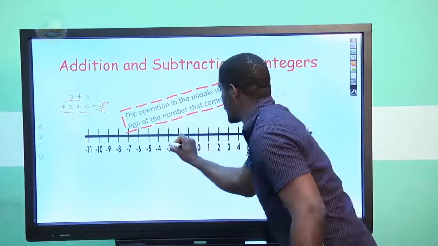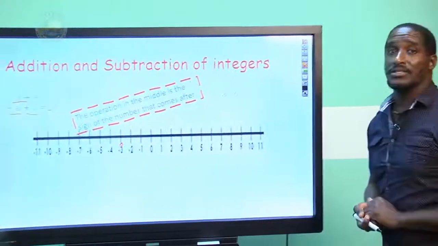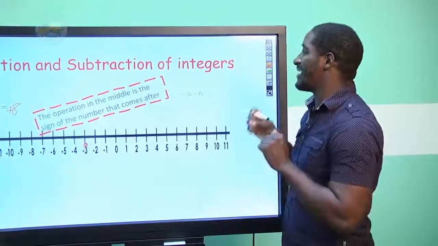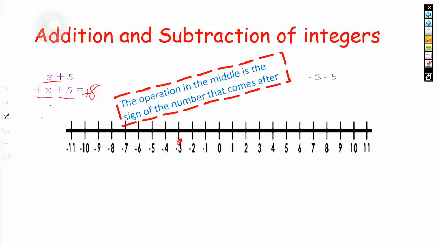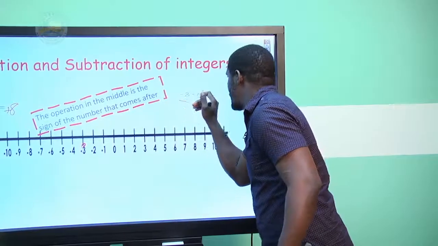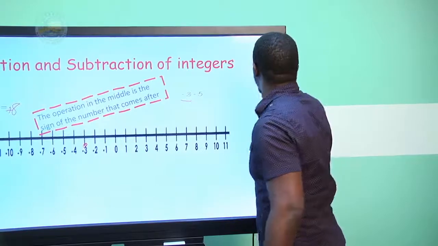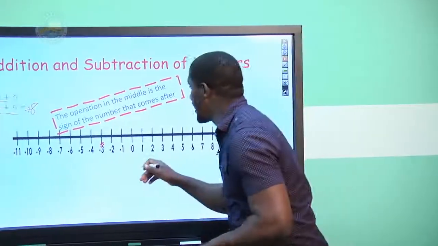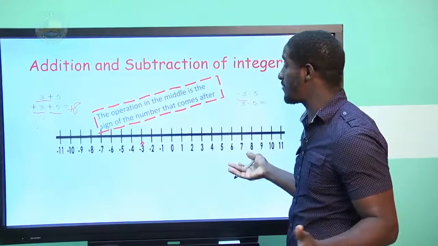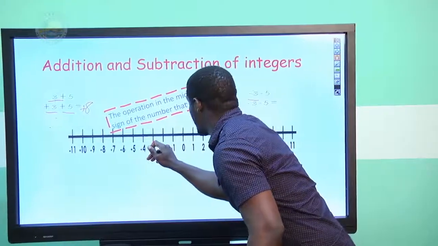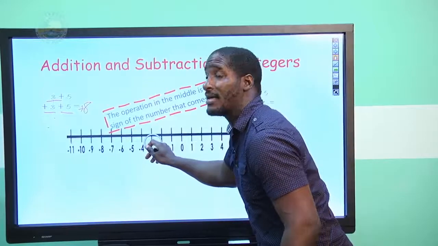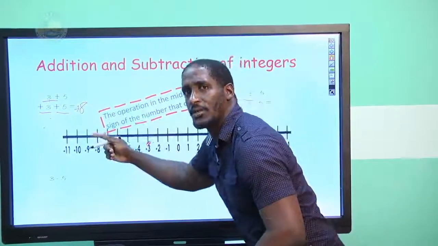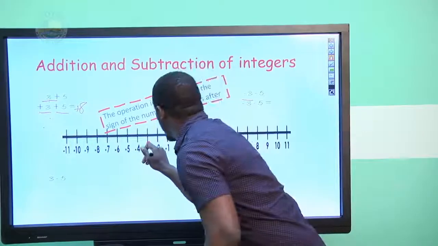Start at negative 3, and we are going to subtract 5. Remember this: the operation in the middle of the numbers is the sign of the number that comes after. So negative 3 subtract 5 is actually negative 3, negative 5. Start at negative 3. I am subtracting 5, so I'm going to the left. When I'm subtracting, I'm going to the left, so it's going to the left by 5.